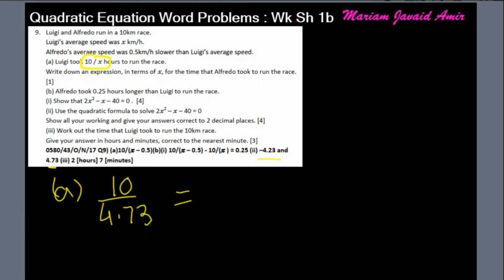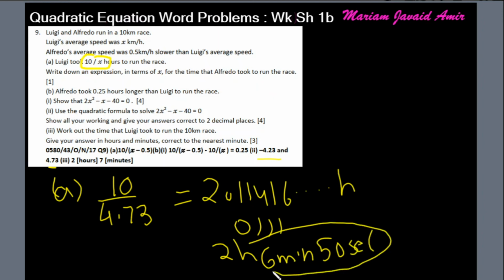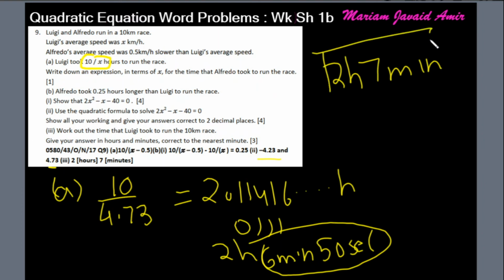10 over 4.73 is 2.11416, and so on. To change this into hours and minutes, this is just hours, simply click this key, which gives us 2 hours, 6 minutes and 50 seconds. Round this off to 7 minutes because the question does not need the answers in seconds, so for that we'll round off the second to the next minute. So this is the answer for the last part.